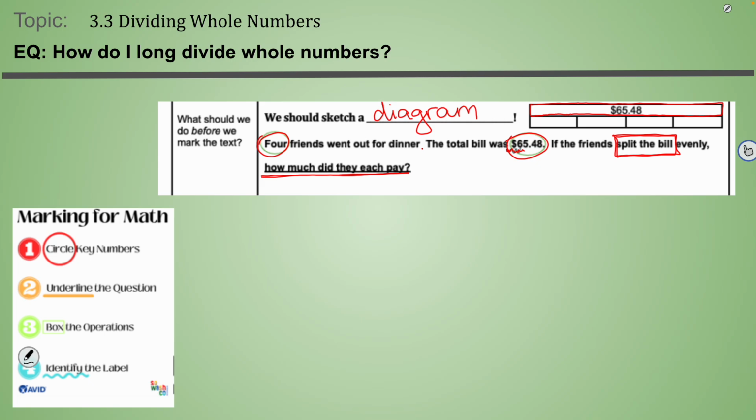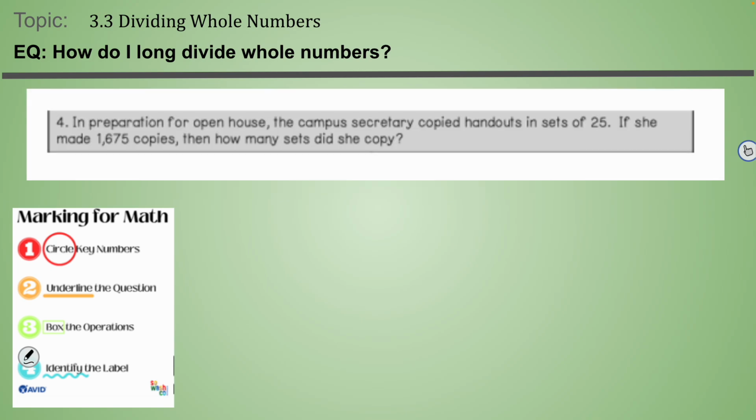Okay, notice we have this $65.48 broken into 4 equal parts. That's basically what's happening. And we will learn to do this later with decimals, but you just need to get the idea of how to mark the text. And don't forget to label your answers.